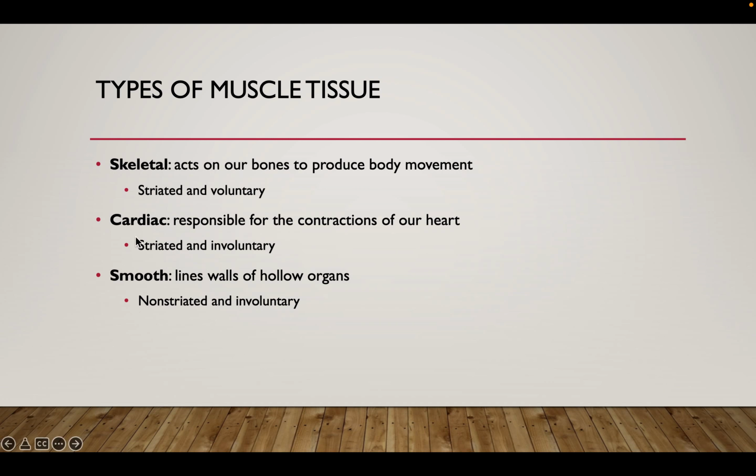Our cardiac muscle is our second type of muscle tissue. It is responsible for the contraction of the heart. This is the myocardium of the heart. You have the epicardium, myocardium, and endocardium. The myocardium here is the actual contractile layer of the heart. It is striated just as our skeletal muscle is, but it is involuntary, meaning that we do not have conscious control over this heart muscle tissue.